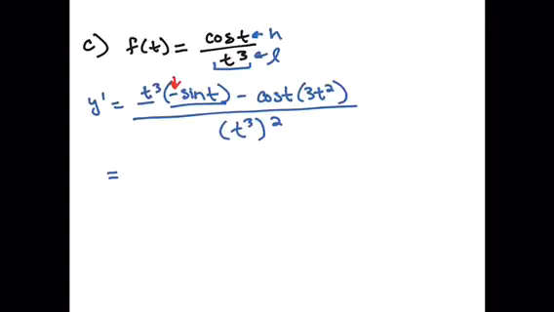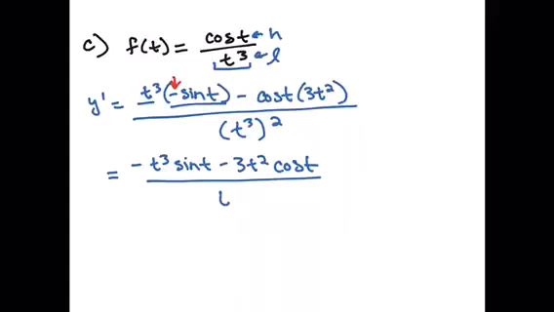So if we clean up the numerator, put the negative coefficient out front, I have negative t cubed sine t minus 3t squared cosine t over t to the 6th. Now, what I said on the last problem is when we have a single term in the denominator, usually the function will simplify.